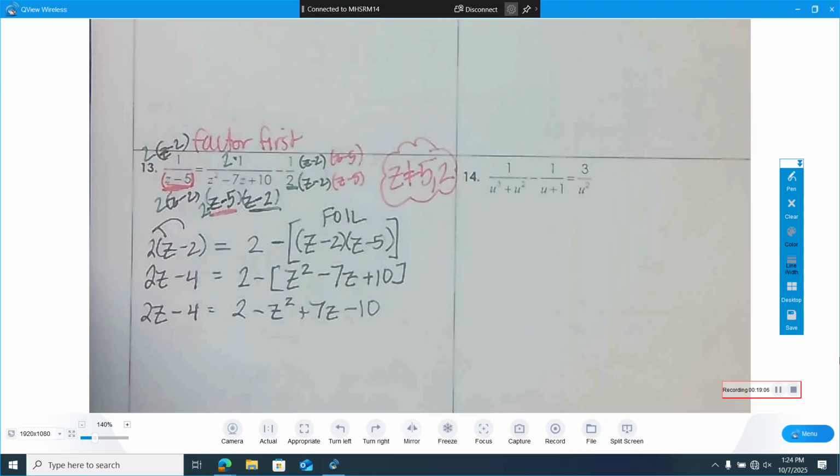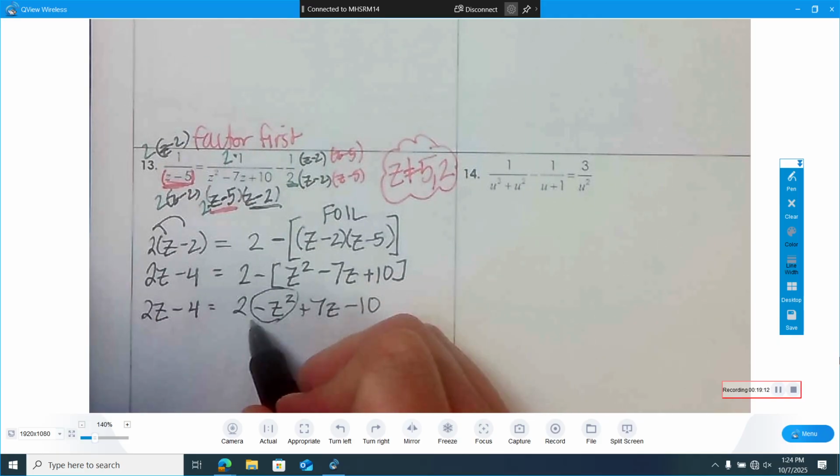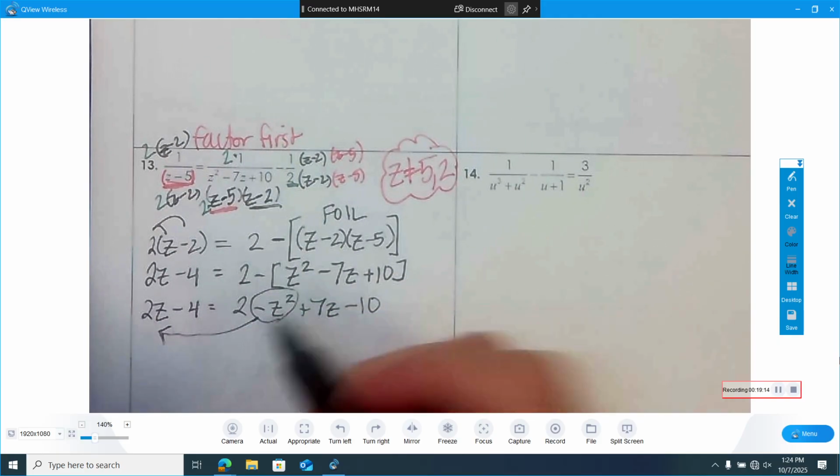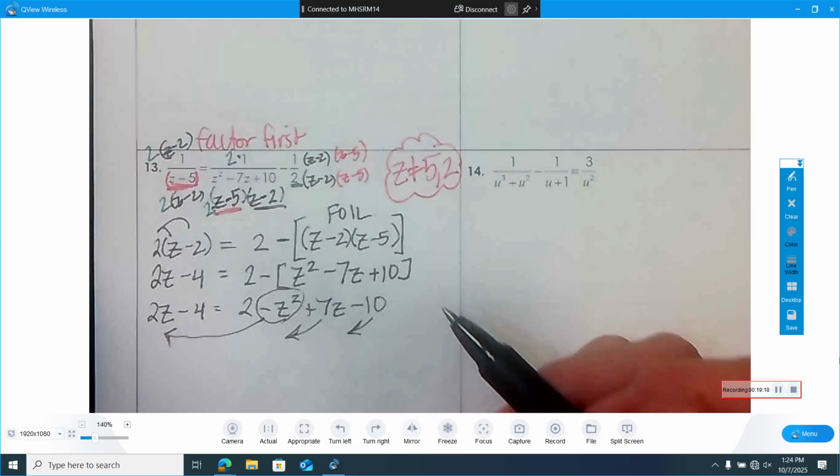Put them all on one side. What side do I want to move them to? I want to move them to the left, mostly because this guy right here is negative. I'm going to move everything to the left, all right, because everything needs to be set equal to 0.